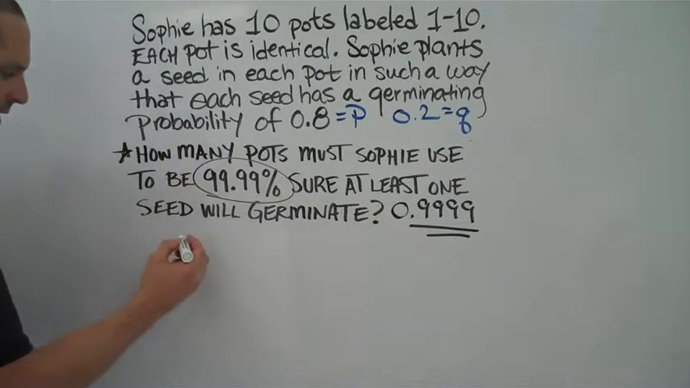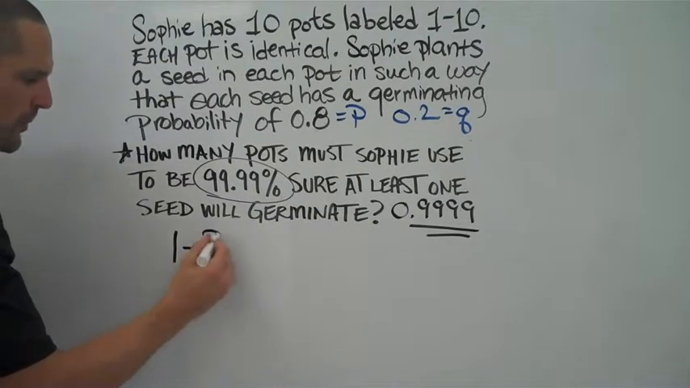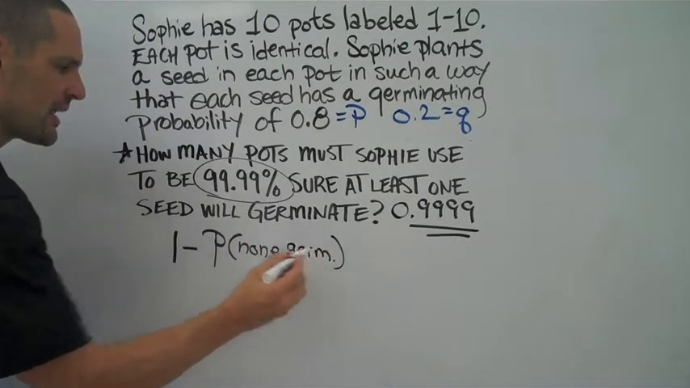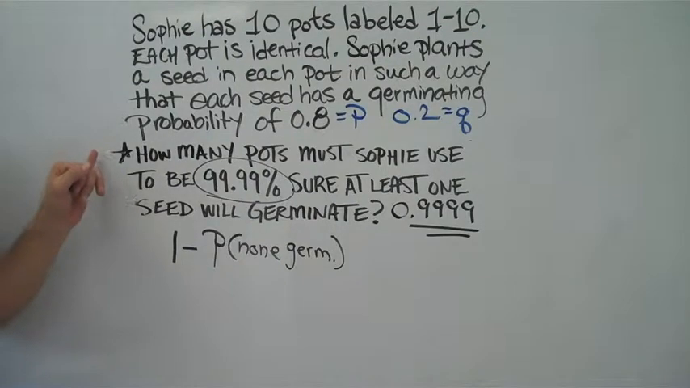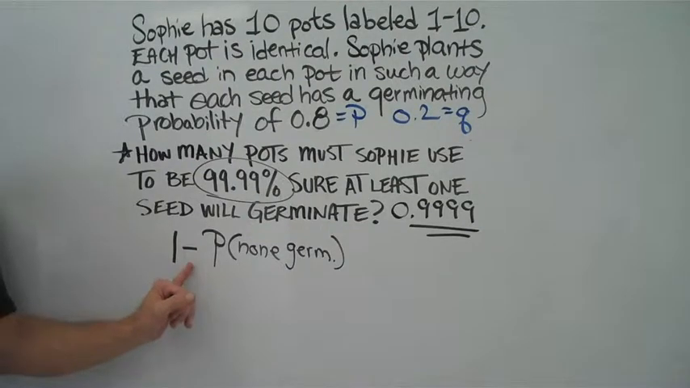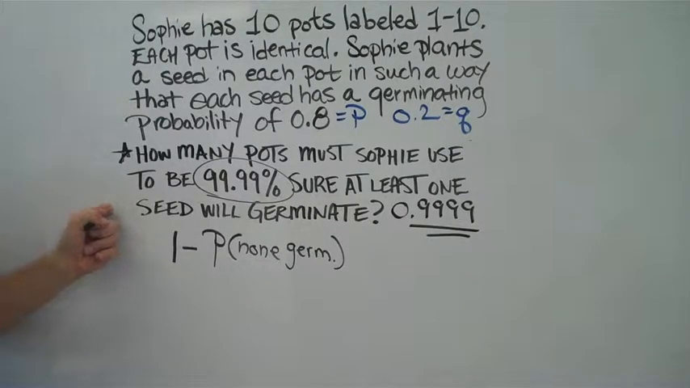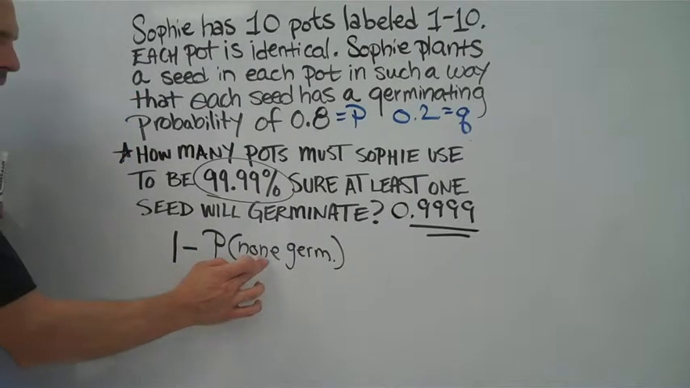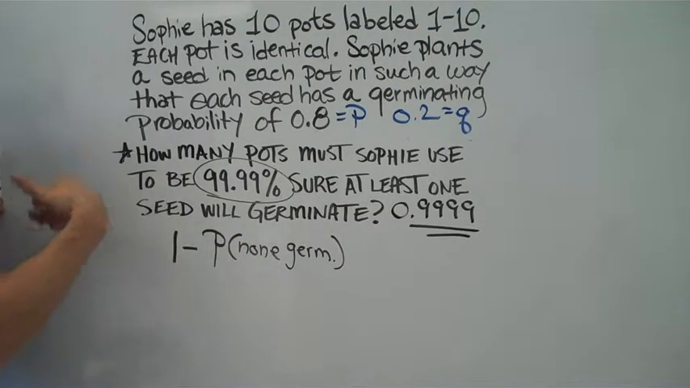Well, I have to understand that 1 minus the probability that none germinate, or 0 germinate, is what I'm looking for. The probability that at least one germinates is the same as 1, or 100%, minus the only situation we have to guard against, which is the case where none germinates. If I take 100% minus the only case where none germinate, then I get the probability that 1, or 2, or 3, or 4, or as long as it's not 0, germinate.